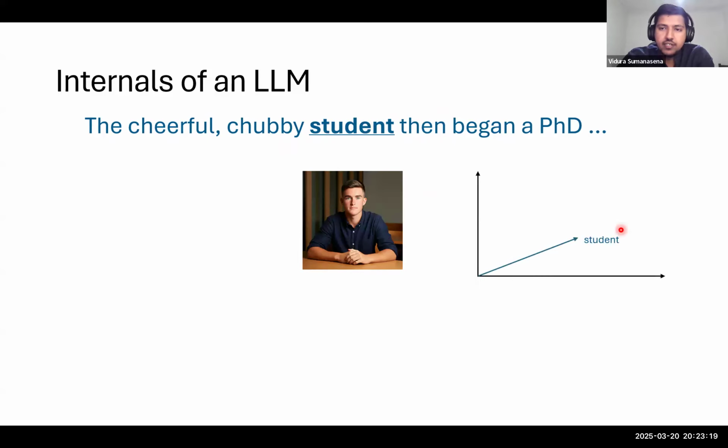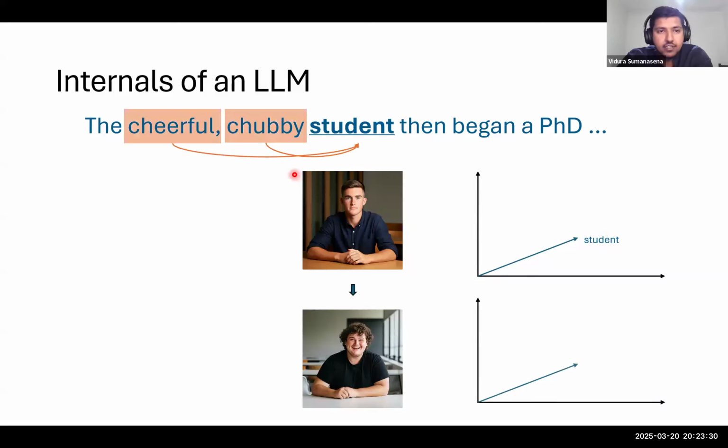So let's say this is the embedding space, and this is the position of the embedding for the word student. This has to be slightly changed to "cheerful, chubby student", so it could be something like this. We need some sort of mechanism to alter the original embedding location of student to this cheerful, chubby notion plus the student. That is the main idea, and this is where the attention mechanism helps us.